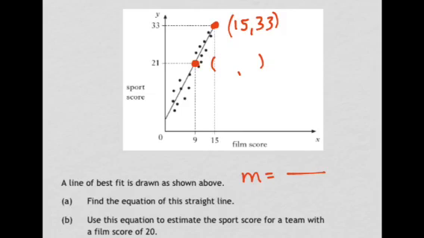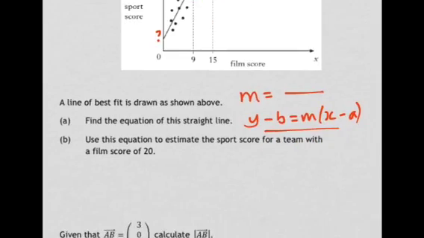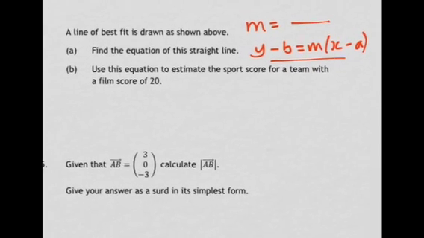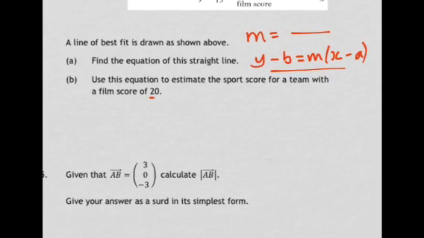And then once we've got the gradient, we know to use y minus b equals m(x minus a). Right, we can't just use the graph this time because we don't know the scale to pick that point out. So if you use that formula, that will tell you the equation of the straight line. And then for the second part, you have to put the number 20 into that formula.